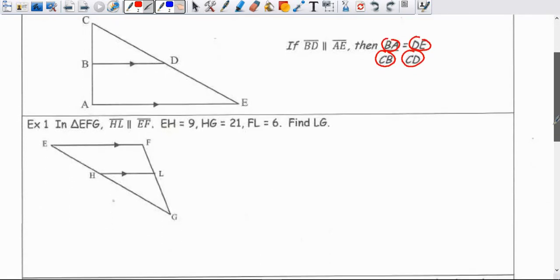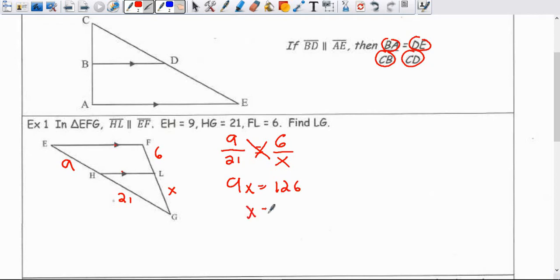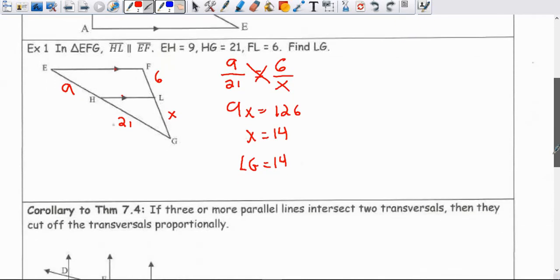All right. So example 1 here, it tells us that EH is 9, that HG is 21, and that FL is 6, and they want us to find LG. So instead of having to add pieces together, because we know these two lines are parallel, we could do 9 over 21 is equal to 6 over x, and just use our cross multiplication to solve. So we do 9 times x, we get 9x, and we do 21 times 6, and we get 126. We divide by 9, and x equals 14. So if x equals 14, then LG equals 14. All right? They might do that with one that you might have to use the distributive property, so make sure that you are careful with that, okay?